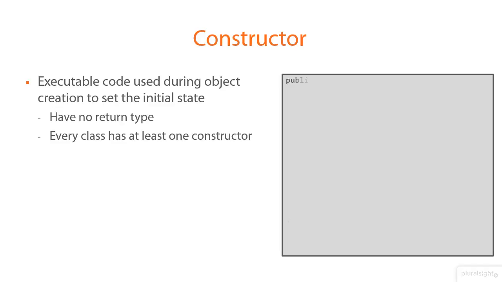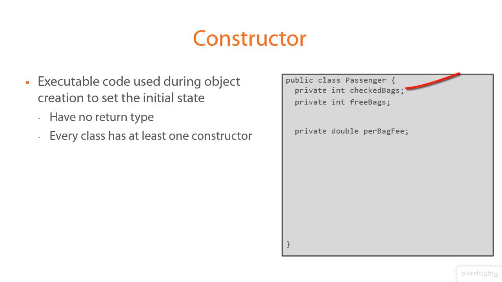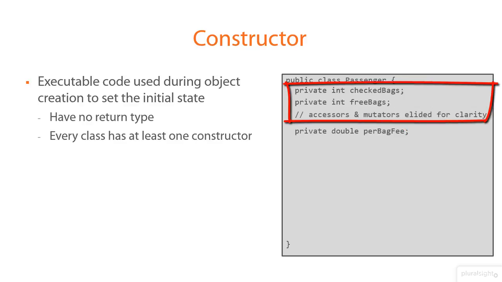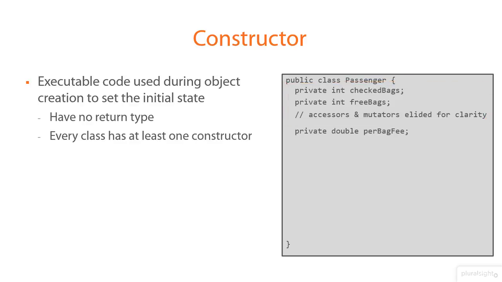Let's introduce another class. We're going to call it our passenger class. And our passenger class is going to have 3 fields. And these are all related to checking bags when we get on a flight. So we have the checked bags field, which is how many bags the passenger has checked. Free bags indicates how many bags they're allowed to have for free. And then the per bag fee is what is the cost of each bag beyond the number of free bags. And let's assume that we've provided accessors and mutators for checked bags and free bags so that we can interact with that data. Well, as we can see, this class does not have a constructor.